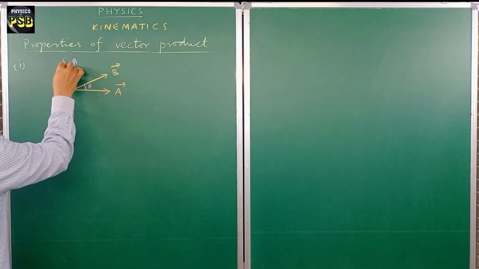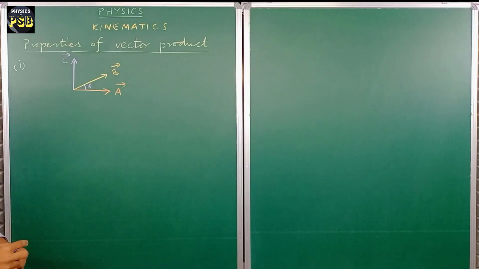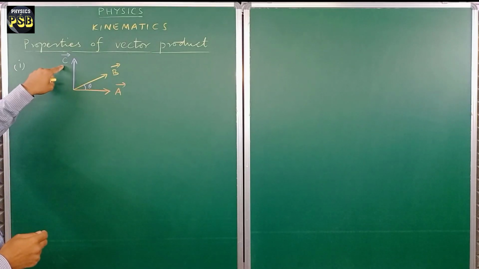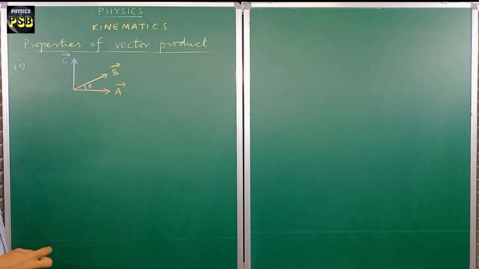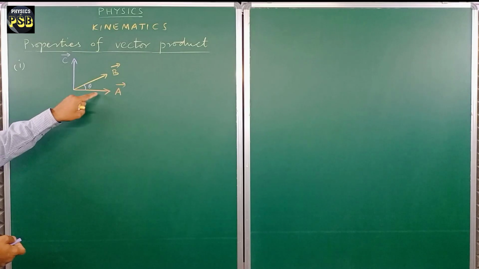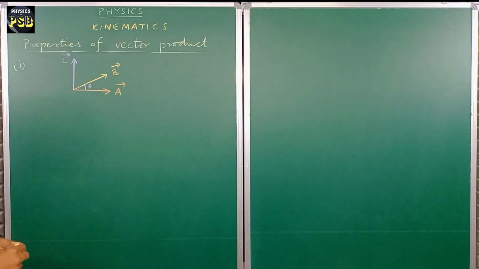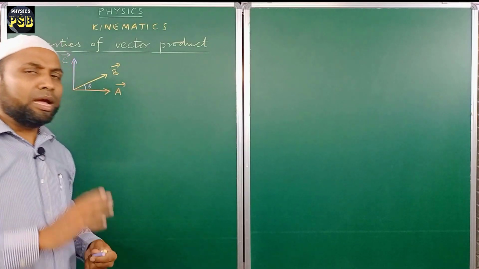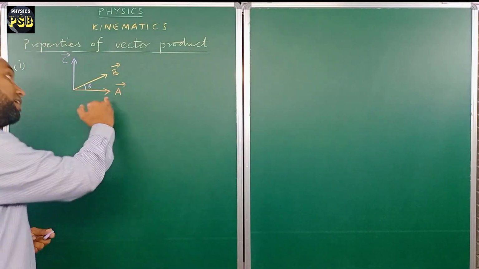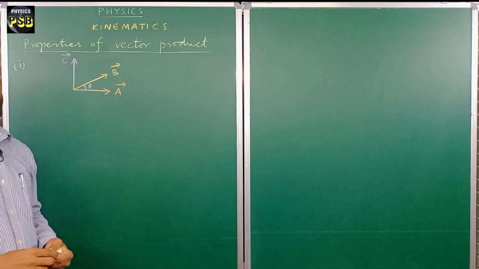To make it a little better to understand, I take the vector product as vector C. Now, it just acts perpendicular to the plane containing vector A and vector B. And here, one more thing you need to remember is, it is not necessary for vector A and vector B to be acting perpendicular to each other.